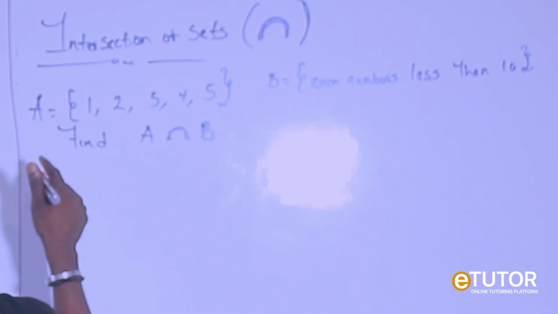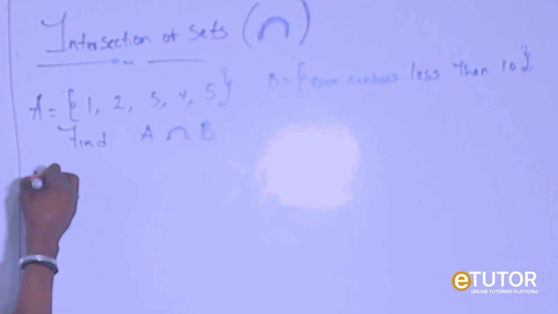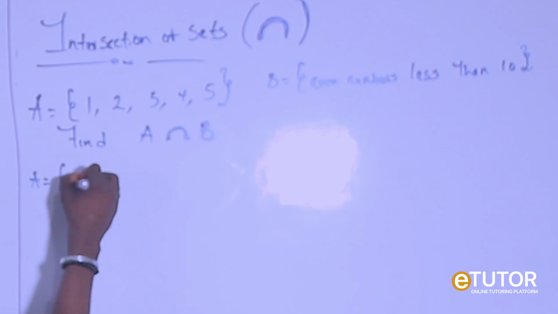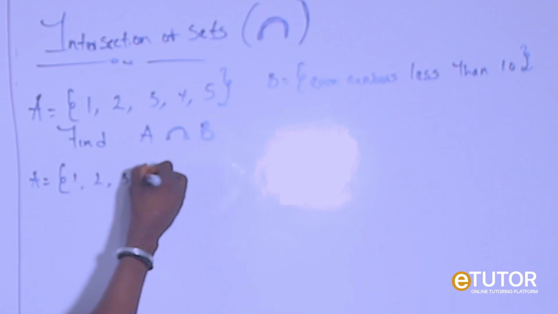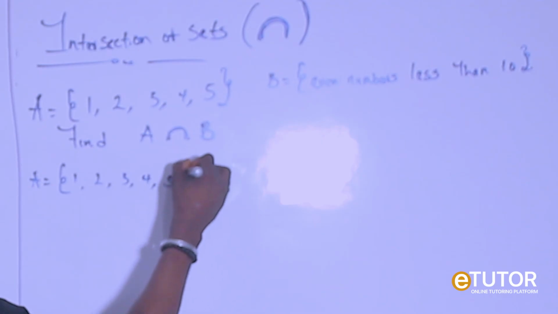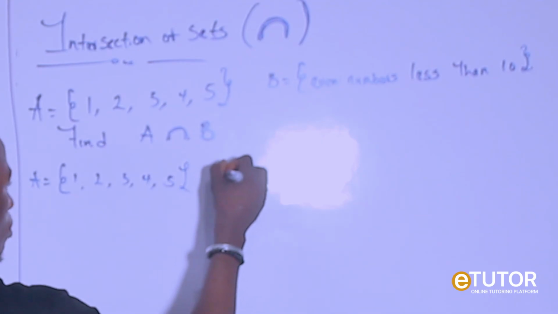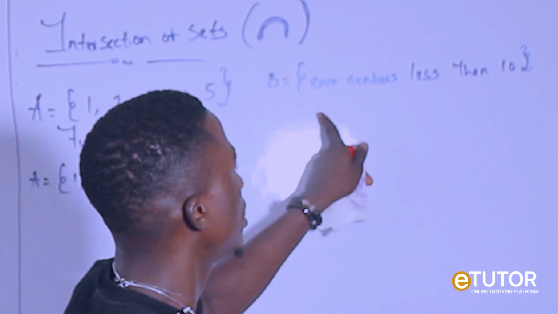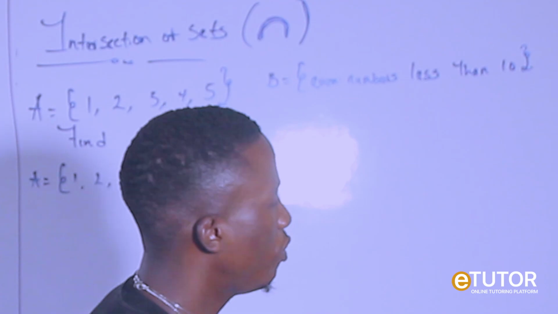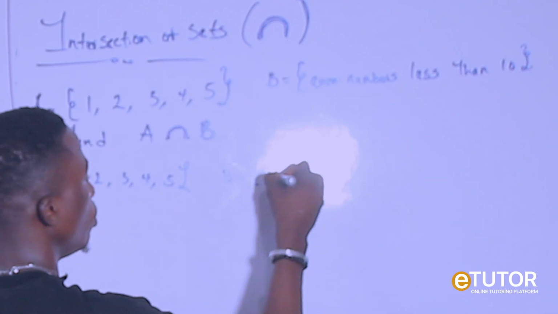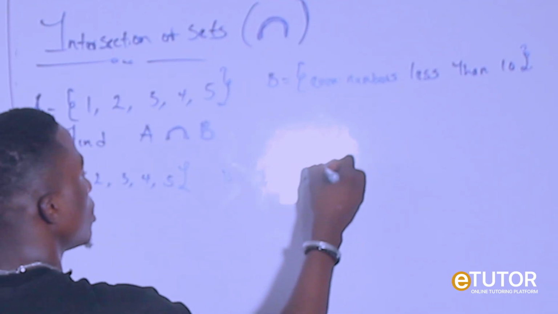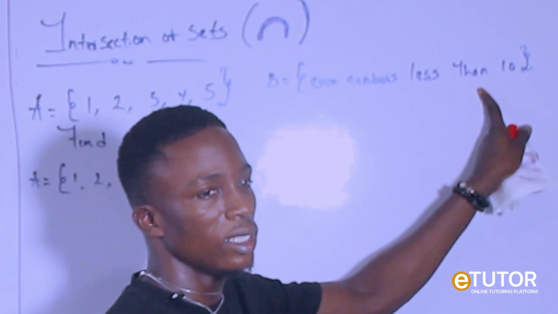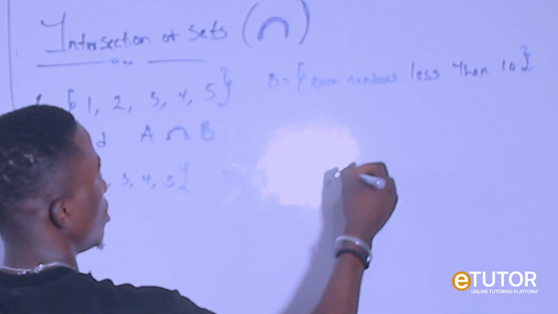So now, our A is equal to 1, 2, 3, 4, 5. And my B is equal to even numbers that are less than 10. So the first even number less than 10 is 2. The next is 4. The next is 6. And the next is 8. We're told less than 10, so we're not going to write 10.